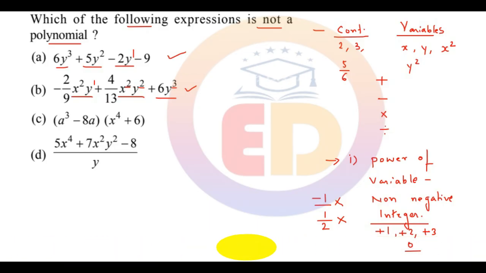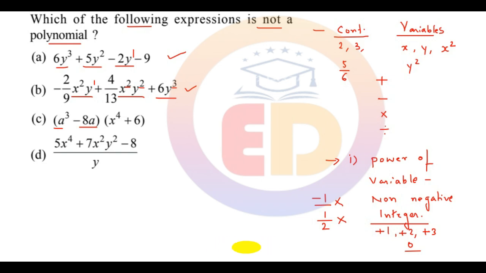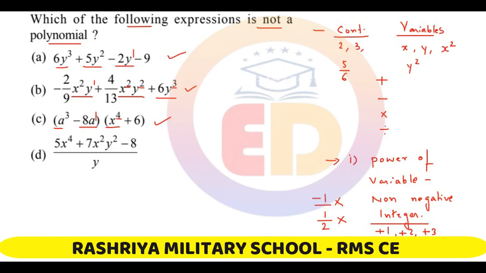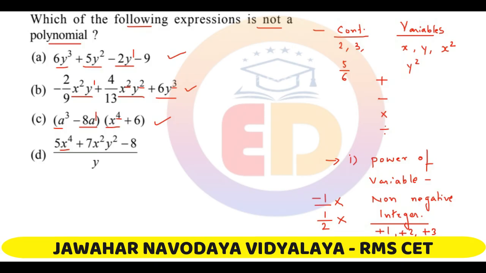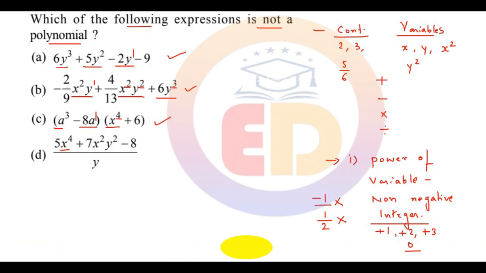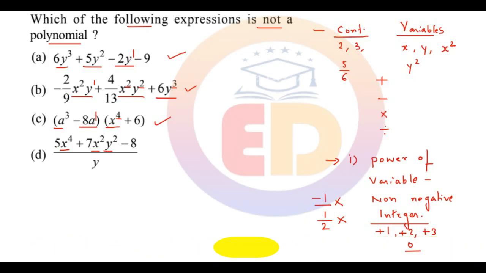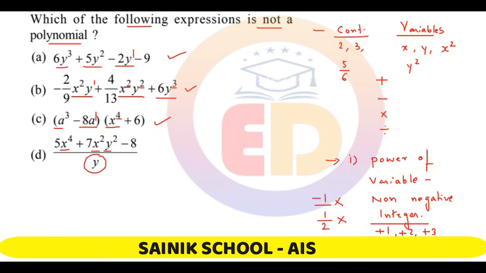The third term, here the power of a is 3, which is a non-negative integer. Power of a is 1, which is again a non-negative integer. X power 4 is a non-negative integer, so this is also a polynomial. Look at option number 4. In the numerator, x power 4. X power 4 means the power of variable x is a non-negative integer. Completely fine, this is x square, y square. Power of x and y are 2 and 2, non-negative integers. Completely okay. But now, look at the denominator y.